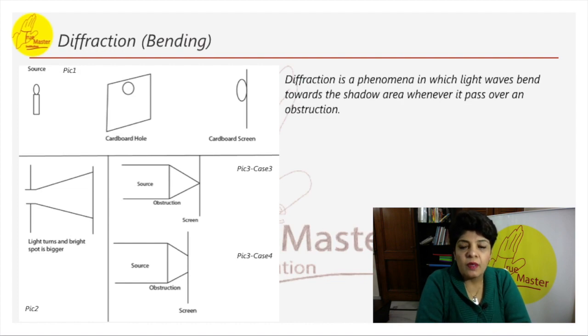Diffraction. In simple terms, diffraction means bending of light. Diffraction is a phenomenon in which light waves bend towards the shadow area whenever they pass over an obstruction. We'll see this in these experiments.